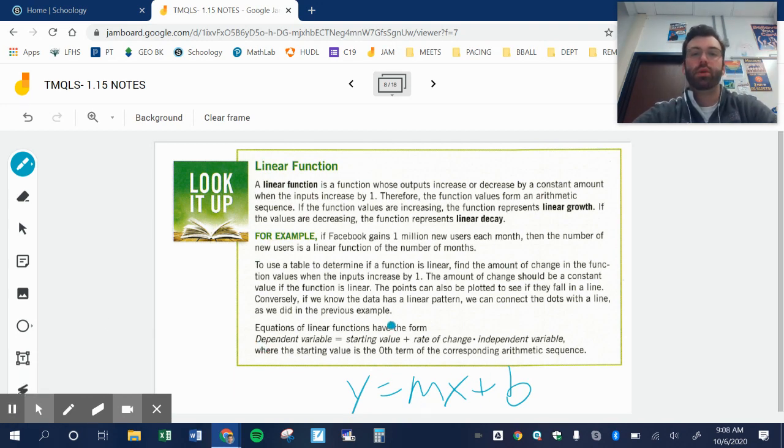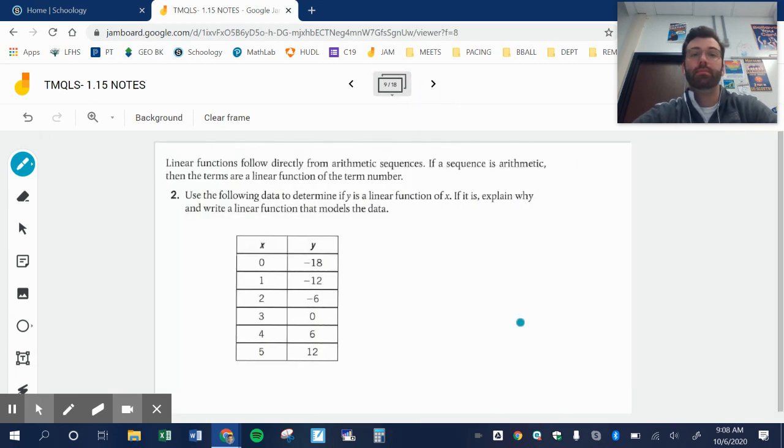The equations of a linear function have the form of our dependent variable, which is usually y, equals our starting value, which is usually our b, plus the rate of change times the independent variable. That's literally what y equals mx plus b is. So let's look at an example and do it ourselves. How am I going to do this?